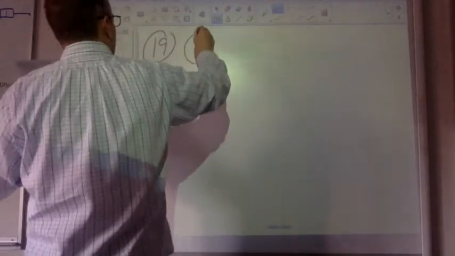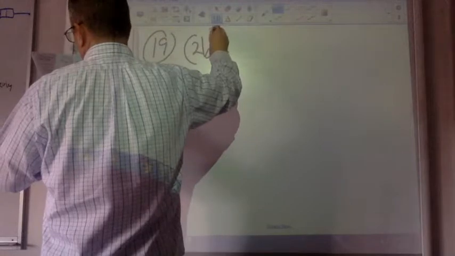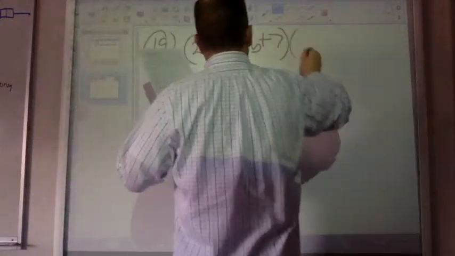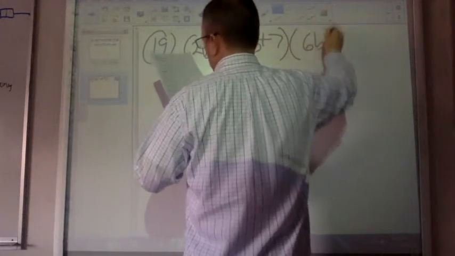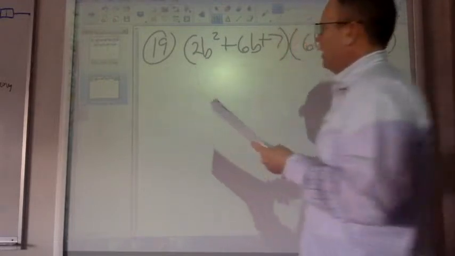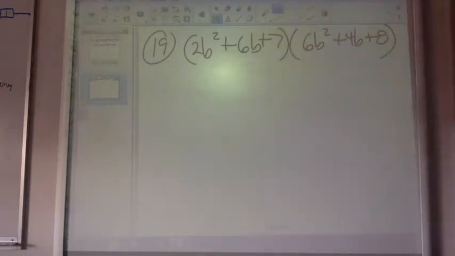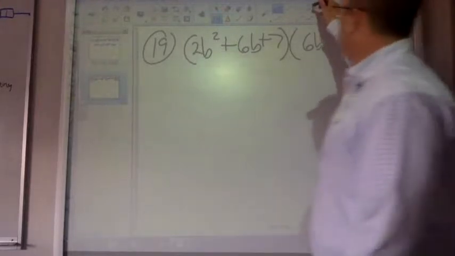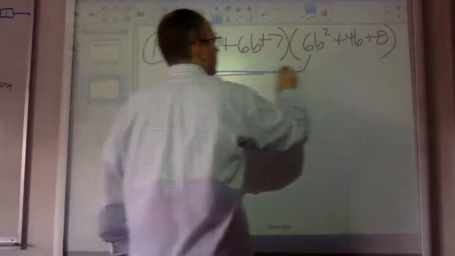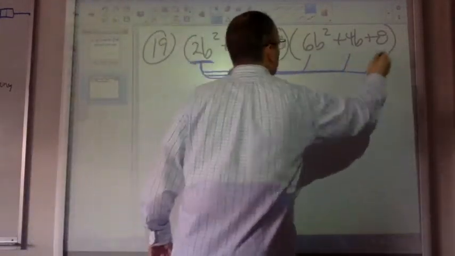you have 2b squared plus 6b plus 7, and then 6b squared plus 4b plus 8. Okay? So this is going to be a triple distribution problem. Does that make sense if I say that? So I am going to distribute this. So I'll write that first.